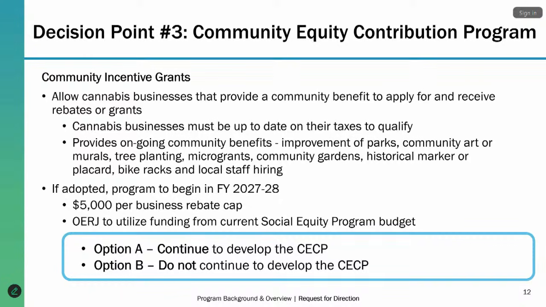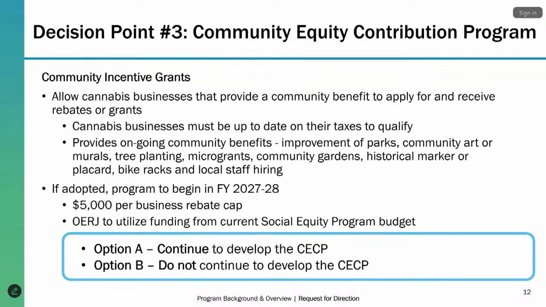Next is decision point 3. The board directed staff to pursue a community equity contribution program, or CECP, in 2022. Staff was directed to explore the potential of incentives that will provide direct benefits to the community where these facilities and operations are located. The intent of the CECP would be specific to cannabis facilities and could include funding for education, community beautification, and other community-related benefits as part of the overarching cannabis program.